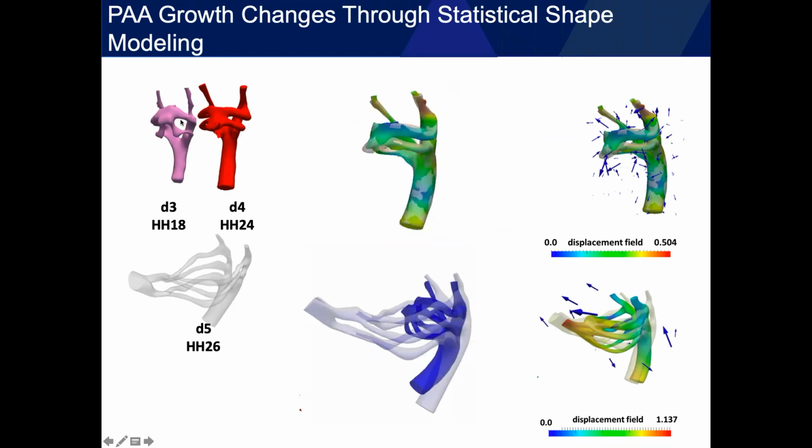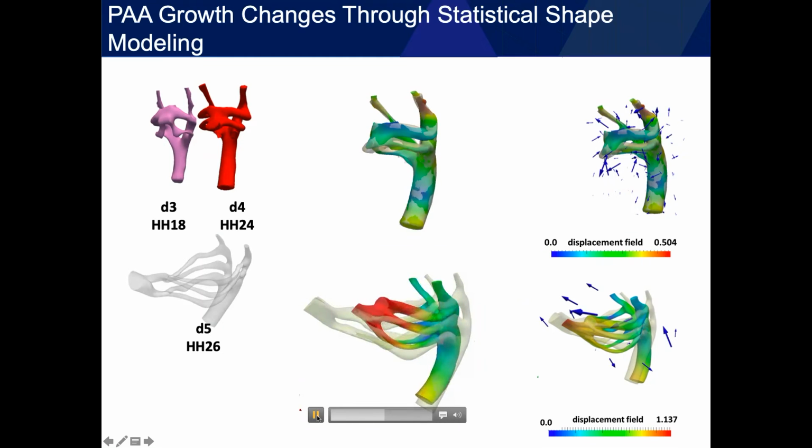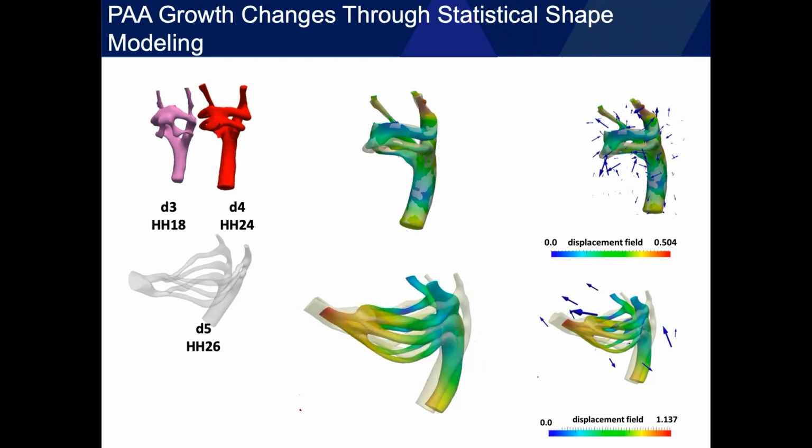This is an average of all 5 HH18 models and an average of the 5 HH24 models, and we ask what displacement field is needed to morph one into the next. At the bottom, we do the same thing for the much larger displacement from HH24 to HH26. Here we see not just linear movement, but so much torsion that has to take place. And there's a lot going on with the heart as well.